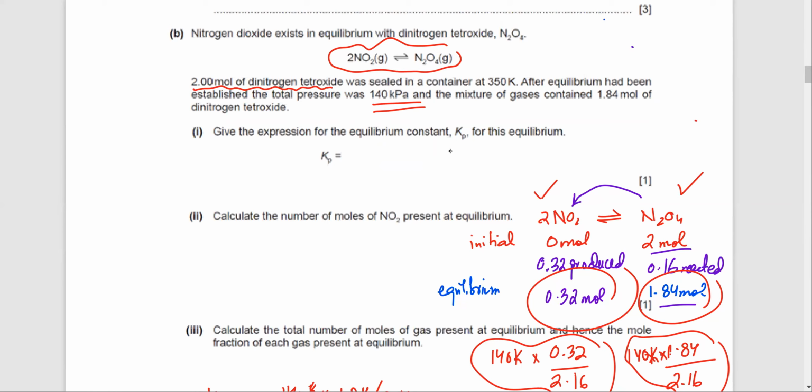It's going to be the partial pressure of N2O4 divided by the partial pressure of NO2, and that's going to be squared, right? So the unit is going to be, you keep that in kilopascals. It's going to be kilopascals divided by kilopascal squared, and you're going to get kilopascals to the power -1.